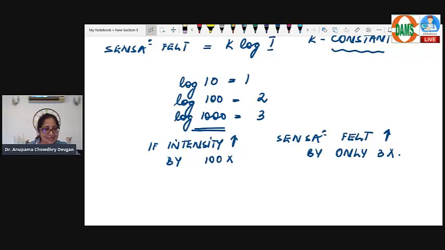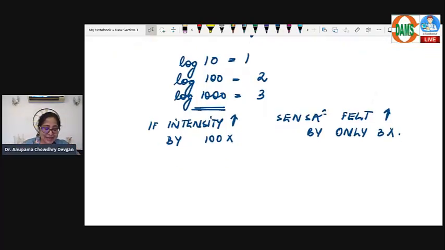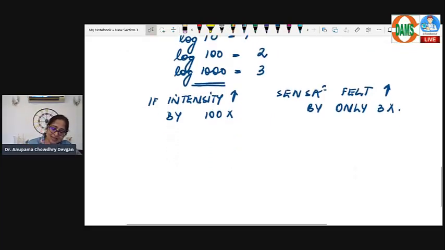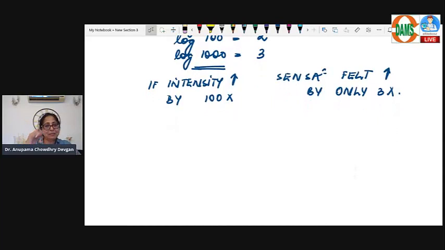1 into 3 is 3, so from 1 to 3, that means it has increased by 3 times. Okay, 2 times. 10 se 1000 is how many times? All right. The point is, it is not increasing by 100 times now. Though the answer is 3 times. You can go back and have a look. It is 3 times, right?